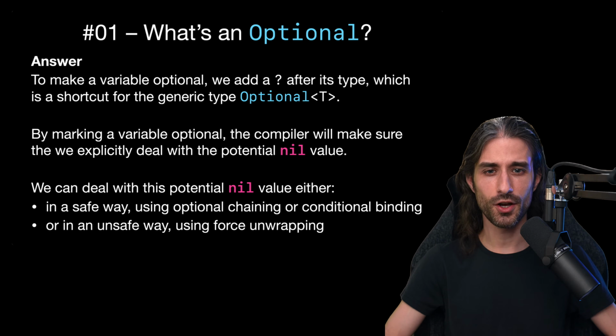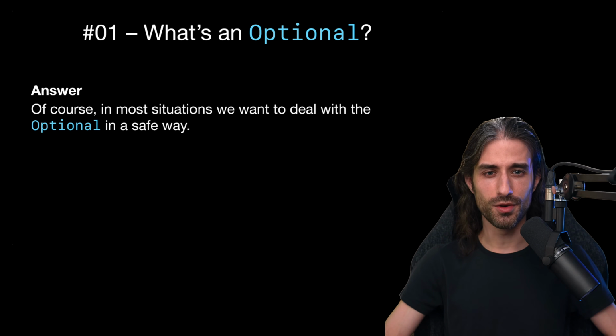And then we have unsafe approaches, like for instance force unwrapping. These approaches will require a bit less syntax because we don't need to deal with the potential nil value, but they have one big drawback, which is that if the value turns out to be nil, then your code will crash. So of course, most of the time, we do want to use the safe way of handling an optional because we don't want our code to crash when there is actually a nil value.